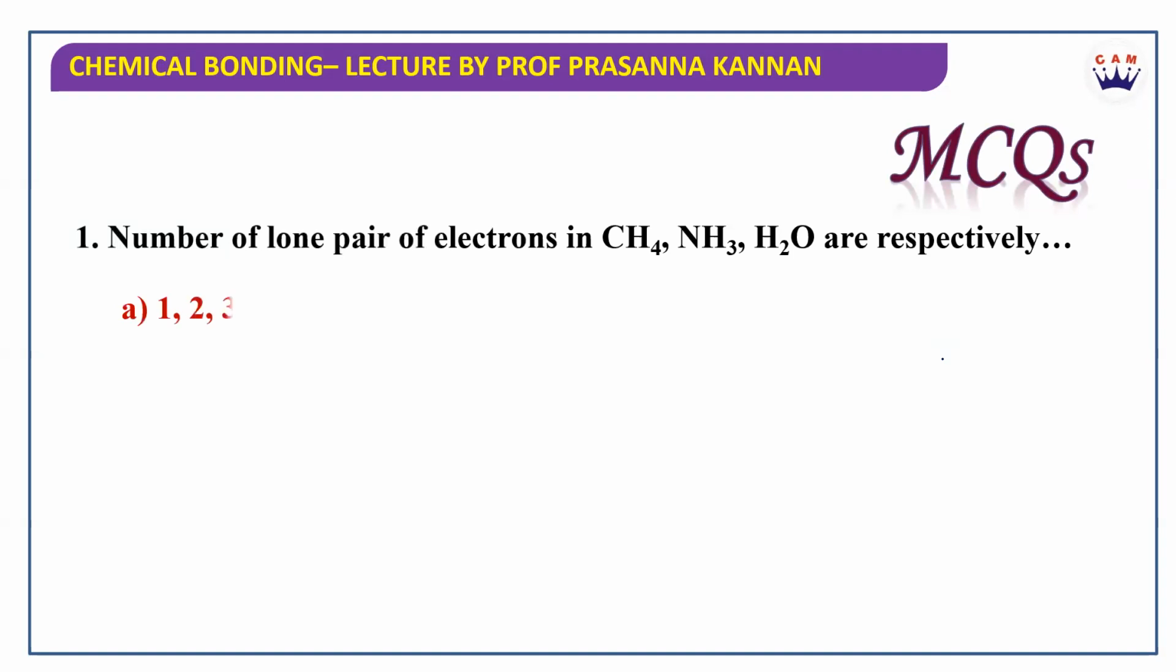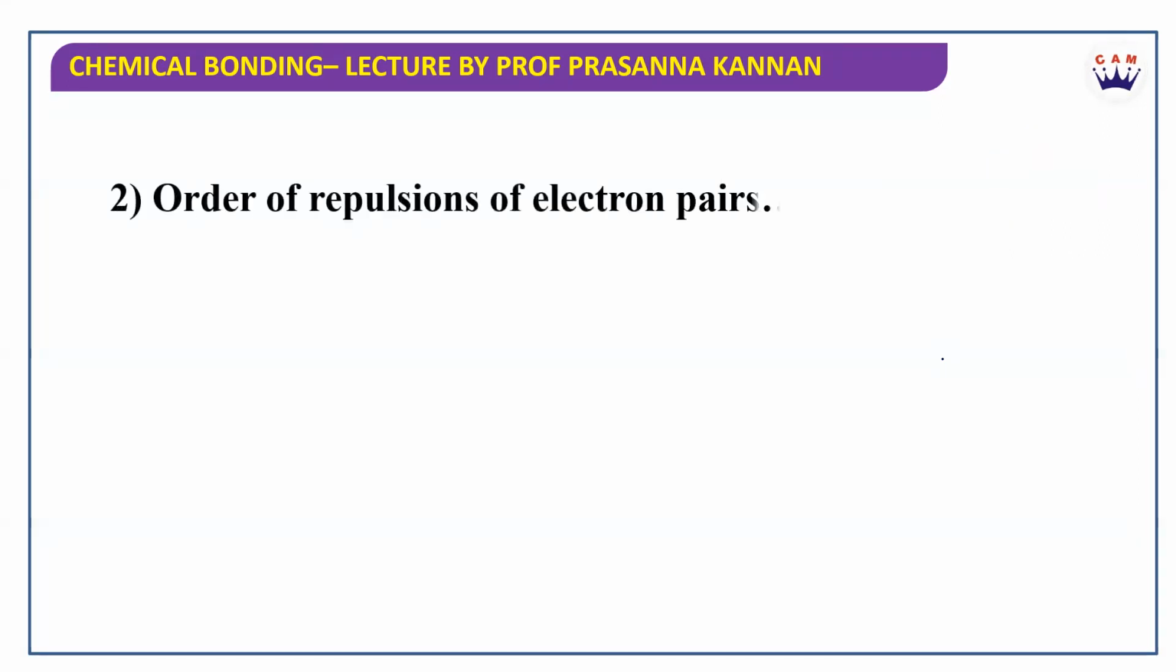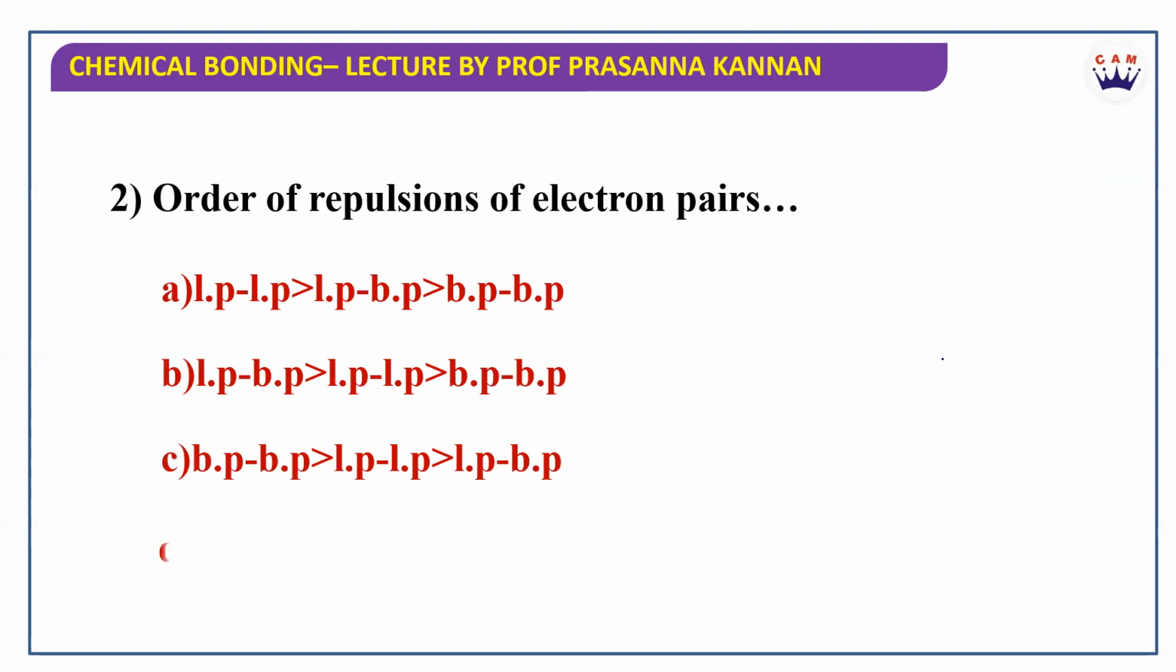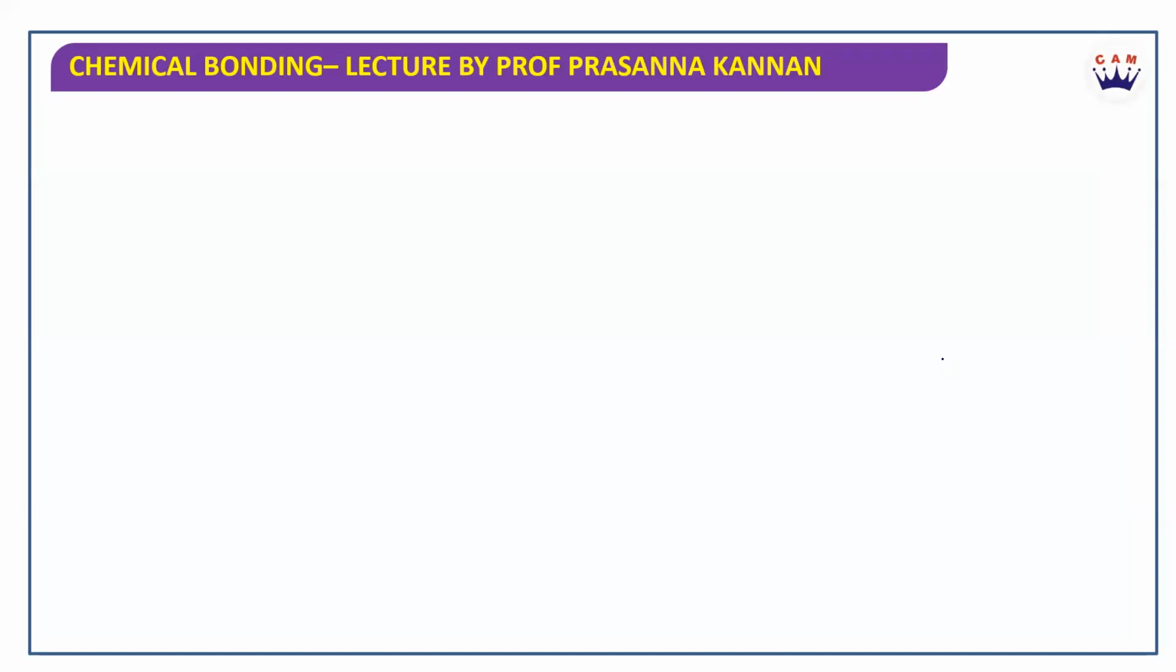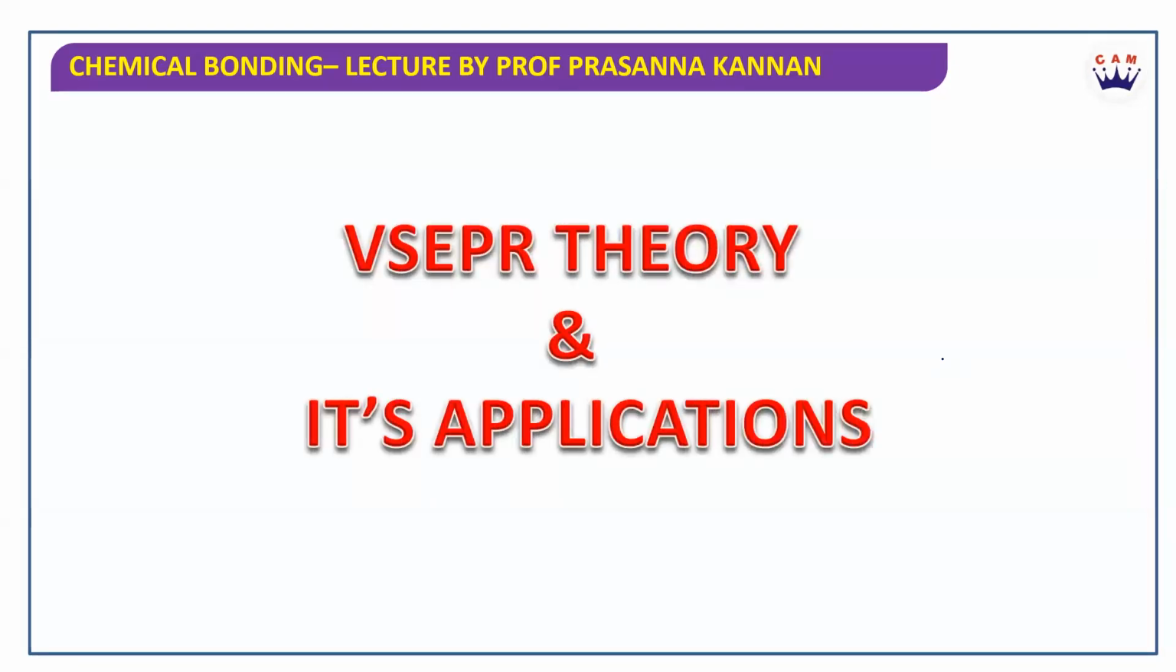Okay, let's ask this question. Please answer this one. Which option? Second option. Methane, there are no lone pairs. Ammonia, one lone pair. Water, two lone pairs. Order of repulsions. Come on, quick. First one: lone pair-lone pair repulsion is more than lone pair-bond pair, and that is more than bond pair-bond pair. Very good. Okay, now we will apply this to find the structures.